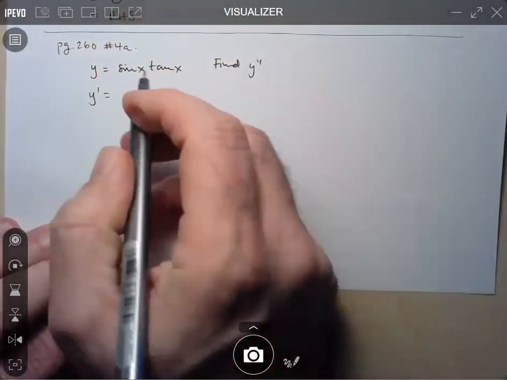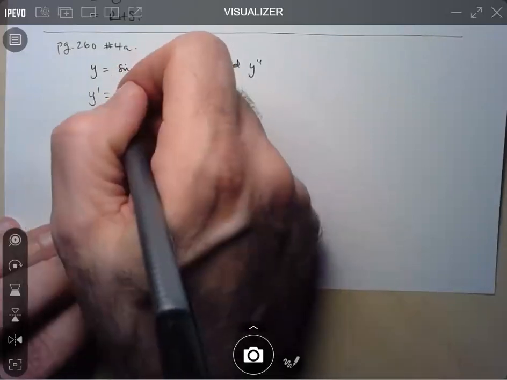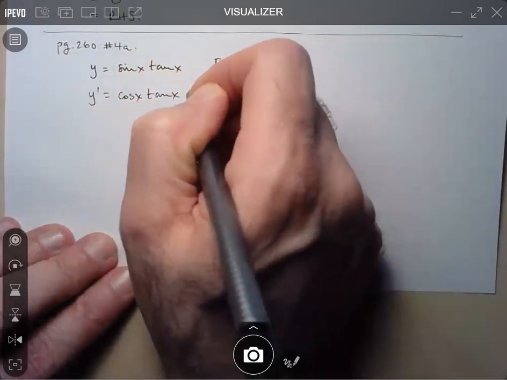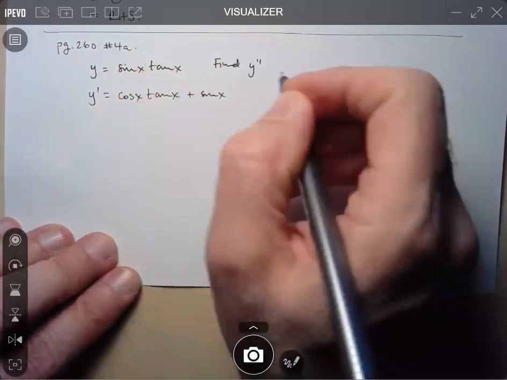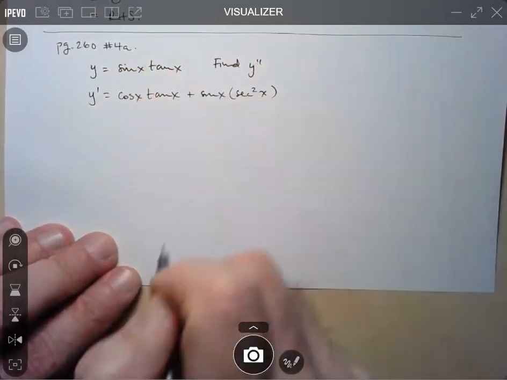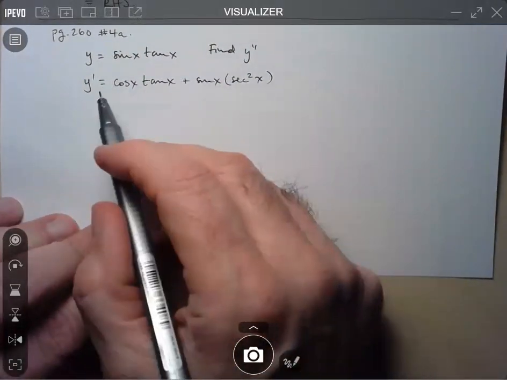This time, we're going to have to use the product rule. So the derivative of the first function, cos x, times the second function, plus the first function times the derivative of the second function. The derivative of tan x is secant squared x. And now I just need to take the second derivative.